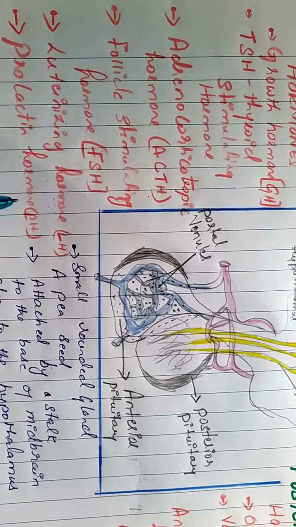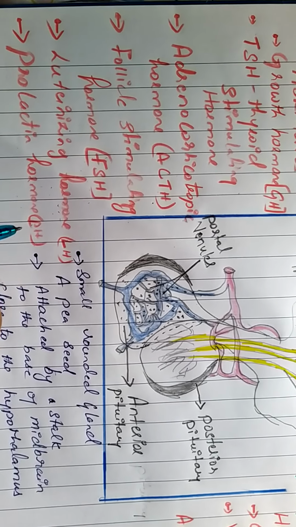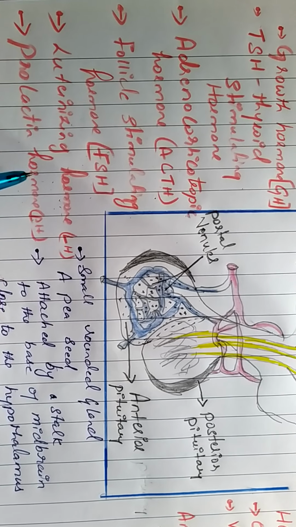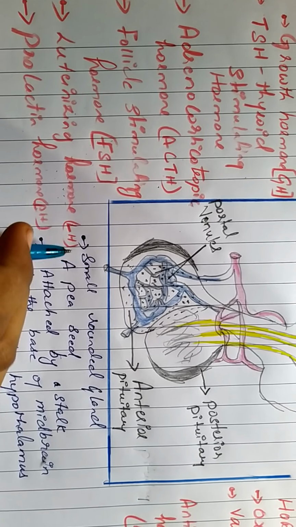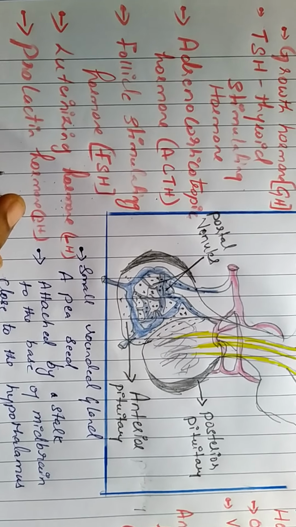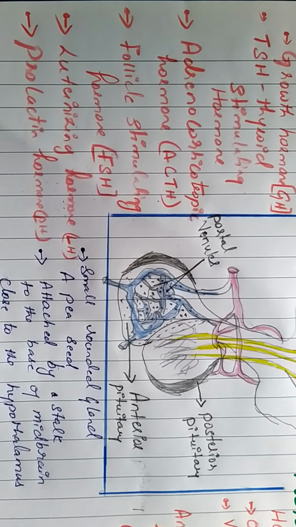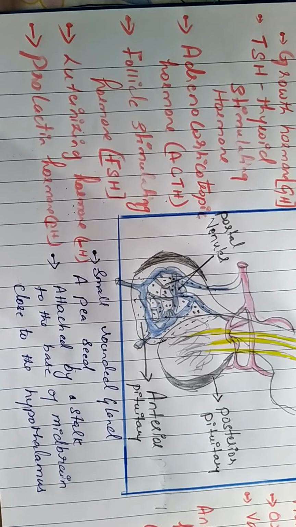Next is the prolactin hormone. Prolactin is a lactogenic hormone. In males, it enhances the production of testosterone. In females, it enhances the growth and functioning of the mammary gland, which produces milk, and hence production of milk takes place in females.